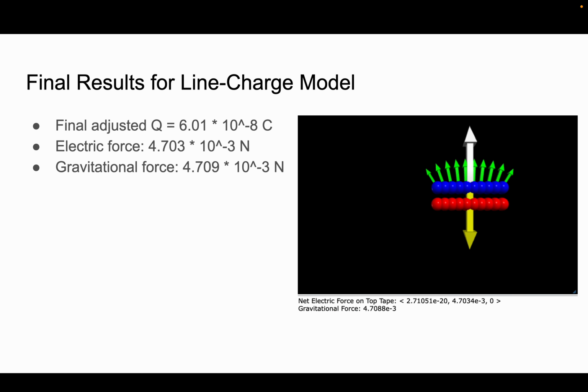Okay, so then after adjusting the charge value, I found that at 6.01 times 10 to the negative 8th coulombs, the net electric force on the top tape was 4.703 times 10 to the negative 3rd newtons, which nearly perfectly balances the gravitational force of 4.709 times 10 to the negative 3 newtons. That means that this charge is accurate in our model.